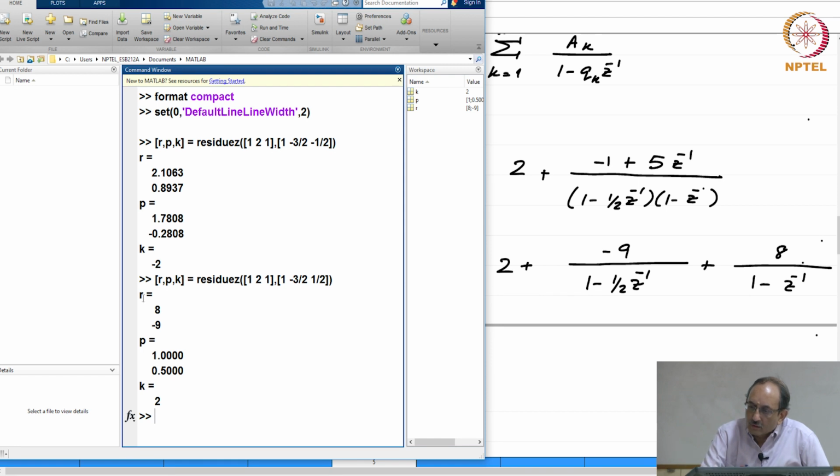So, R are the residues 8 and minus 9, and look at the order of the poles: the first pole is 1 and the second pole is half. So, corresponding residues are 8 corresponds to the pole at z equal to 1, minus 9 corresponds to the pole at z equal to half, and the K term corresponds to the quotient. Therefore, MATLAB gives you this very easily. And to go from this step to the time domain sequence, you need the ROC information.